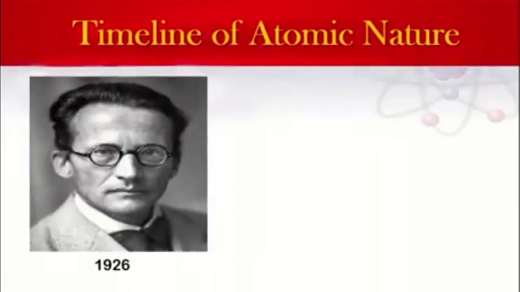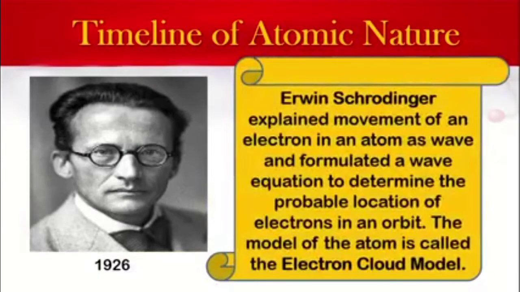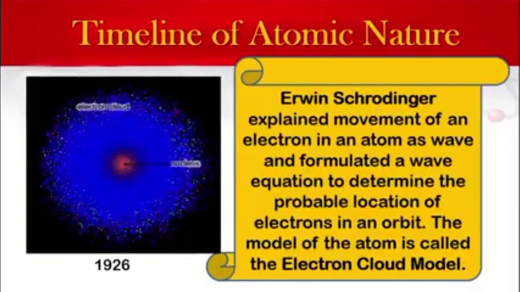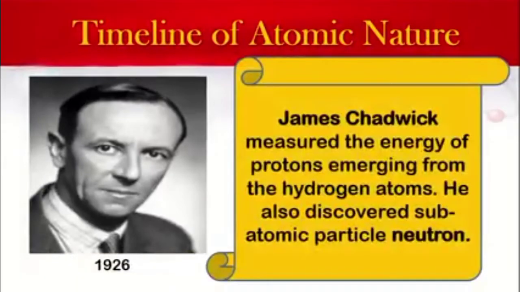The following year, 1926, Erwin Schrödinger explained movement of an electron in an atom as wave and formulated a wave equation to determine the probable location of electrons in an orbit. The model of the atom is called the electron cloud model. Again in 1926, James Chadwick measured the energy of protons emerging from the hydrogen atoms. He also discovered the subatomic particle neutron.